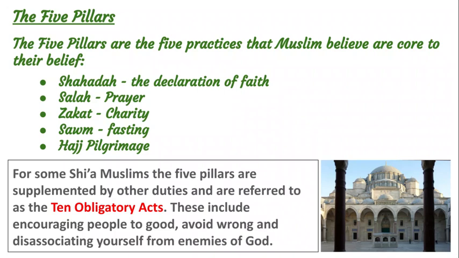Now, I should say that alongside these 5, for some Shia Muslims, the 5 pillars are also supplemented by other duties, and these are referred to as the 10 obligatory acts. You need to be aware of that. These include encouraging people to do good, to avoid wrong, and disassociating yourself from enemies of God. When they make the declaration of faith, they also add an extra clause which denotes their belief that Ali is an imam.